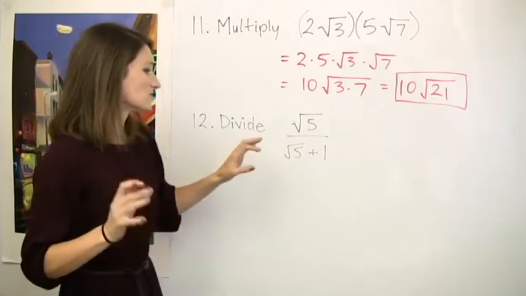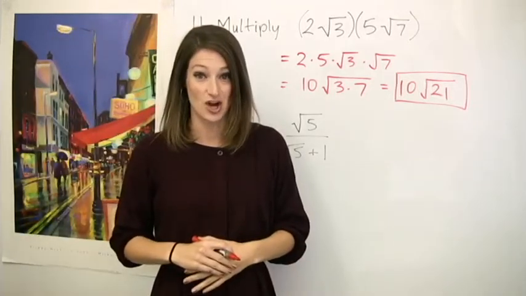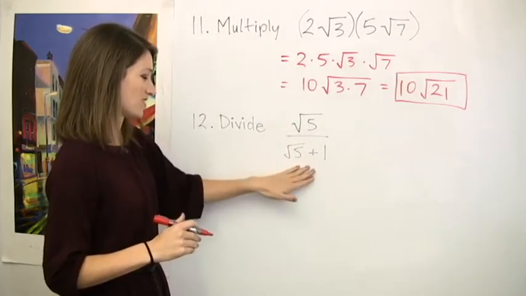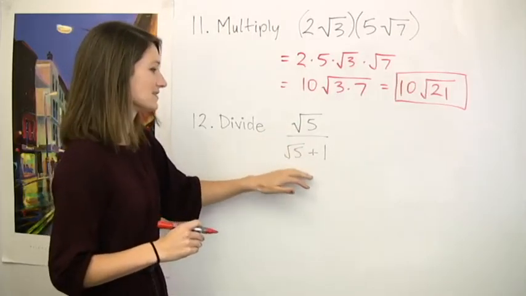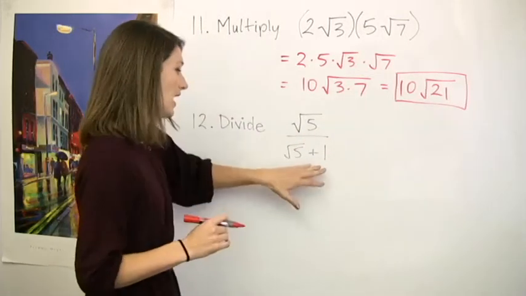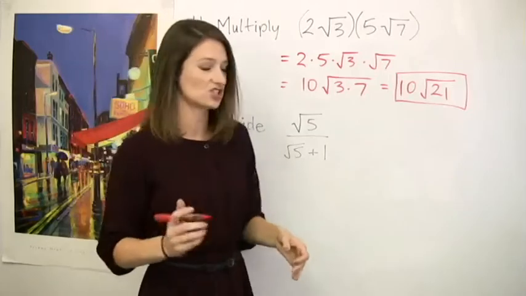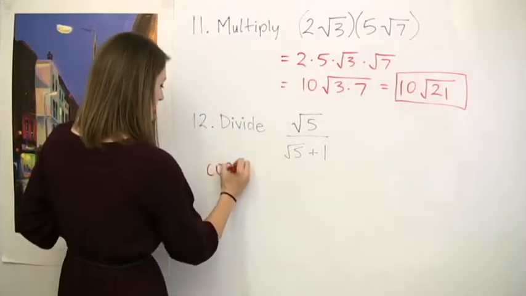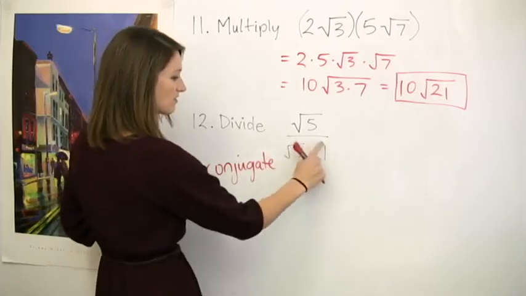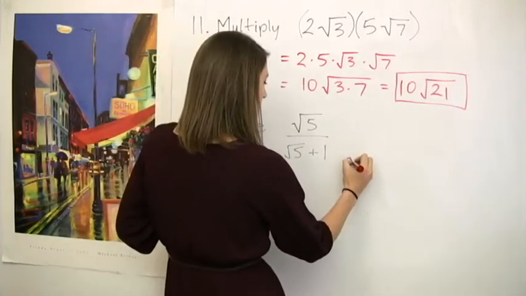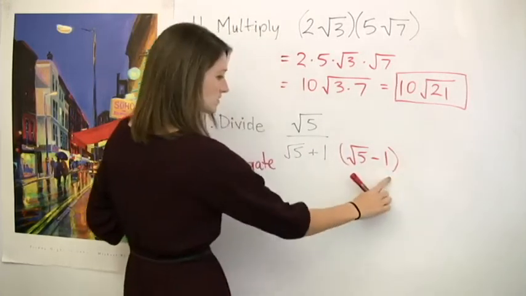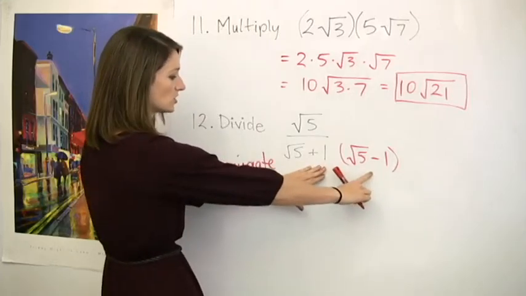So here, we spoke earlier about rationalizing the denominator. So we need to get rid of the radical that's in the denominator of this fraction. To do that, we need to multiply the top and the bottom of this fraction by the same number, and we're going to multiply by a conjugate. So that word, conjugate, is an important one to remember. And the conjugate of this expression here is the square root of 5 minus 1. So these two expressions are conjugates of each other.